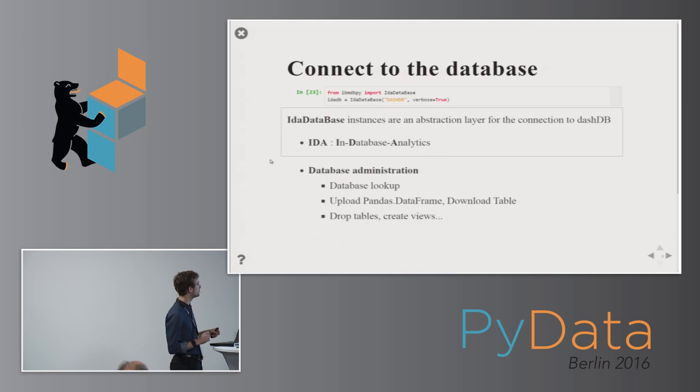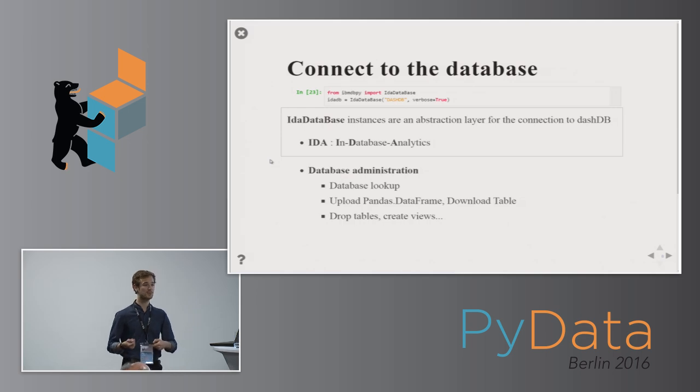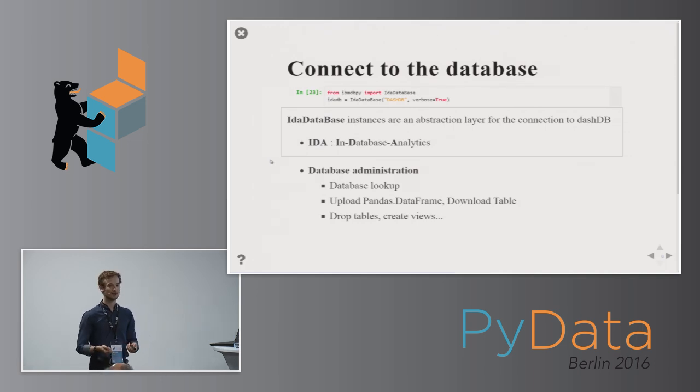And with this type of object, IdaDataBase, you can perform database administration. So have a look at what kind of objects you have already in the database. And also, I think, interestingly, you can upload a Python data frame to your database and, the other way around, download some table locally, if it's not too big, of course. And you can also drop tables, create views. You can do everything you want in Python.